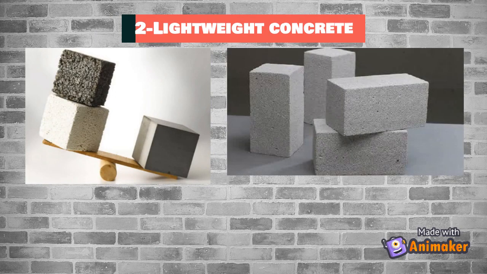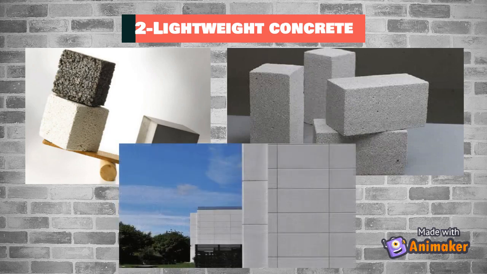Secondly, we have lightweight concrete, also called cellular concrete. This is a very flowable material and can be easily poured by using gravity and is self-leveling. It is typically used to construct floor slabs, window panels and roofs.